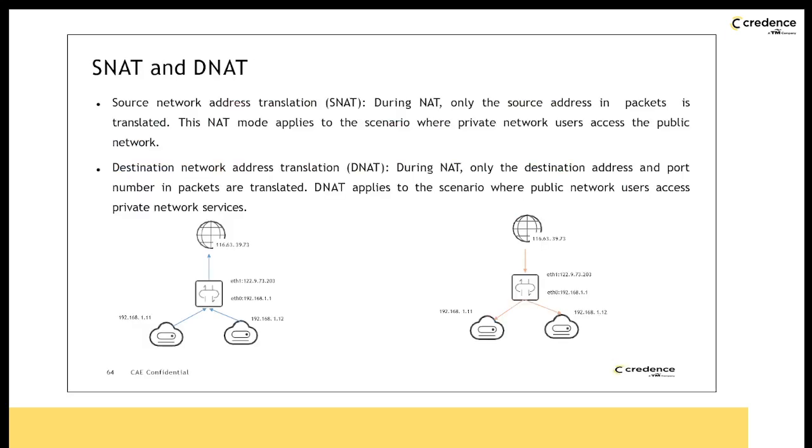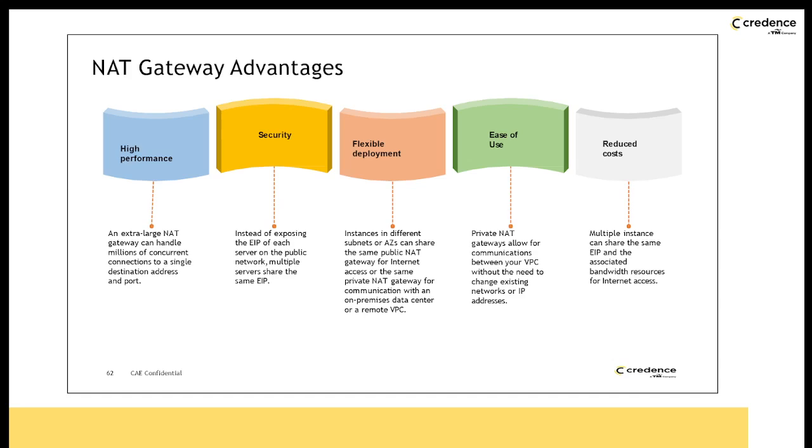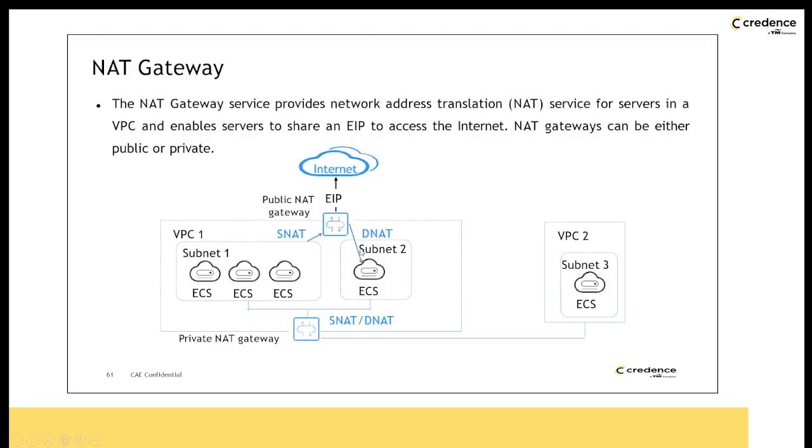Now, what is DNAT? It stands for destination network address translation, where only the destination address and port number in the packet are translated. So DNAT applies to the scenario where public network users access private network services. From this, you can see that when internet users want to go to the private network, we use DNAT. But when the private area wants to go to the internet, we use SNAT, source NAT.